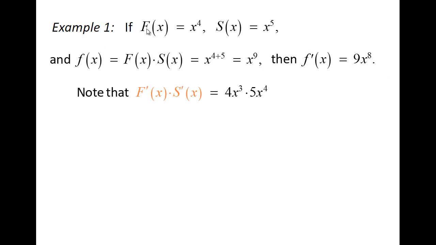Now, if you look at the derivative of capital F times the derivative of capital S, what we get is, derivative of capital F would be 4x cubed, derivative of capital S would be 5x to the 4, and then clearly this quantity would be 20x to the 7, and that's not the same as the derivative of this product, which is 9x to the 8. So we see that the derivative of this product is not the same as the product of the derivatives of the two functions.